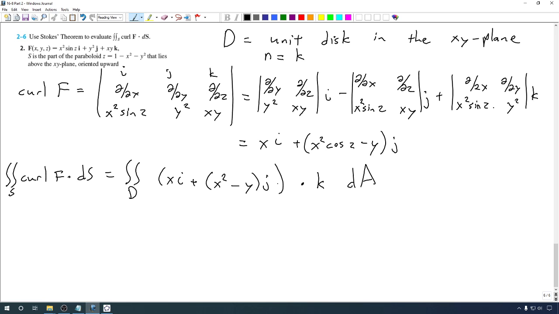But the nice thing here is there's no k in our curl. The fact that both these derivatives came out to be 0 was really beneficial to us, because when we take the dot product of something that doesn't involve k with k, we get 0. And so the integral of 0 is 0. Now, keep in mind, this worked because we had such a nice normal direction for our surface D. If we used the paraboloid, we would have a much more complicated normal direction.